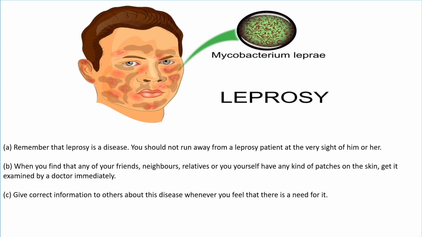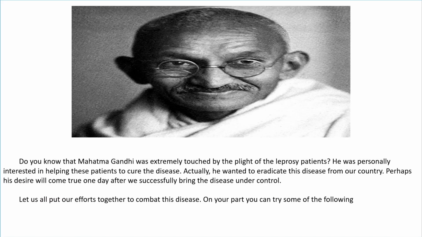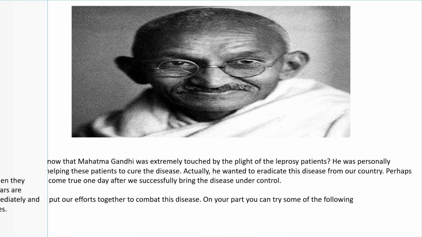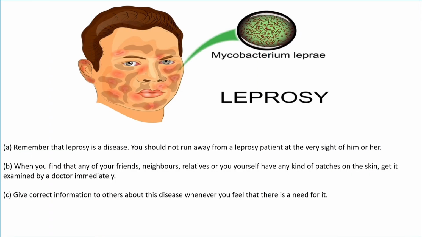When you find that any of your friends, neighbors, relatives, or yourself have any kind of patches on the skin, get it examined by a doctor immediately. So suppose you see in your family anyone having patches on the hand, I will show you one picture here. This one is called white leprosy. I believe all of you have seen this white leprosy. Many people have this kind of skin, where their original skin is changed into these white patches. So when you see anybody suffering, you have to inform immediately or visit the doctor immediately.